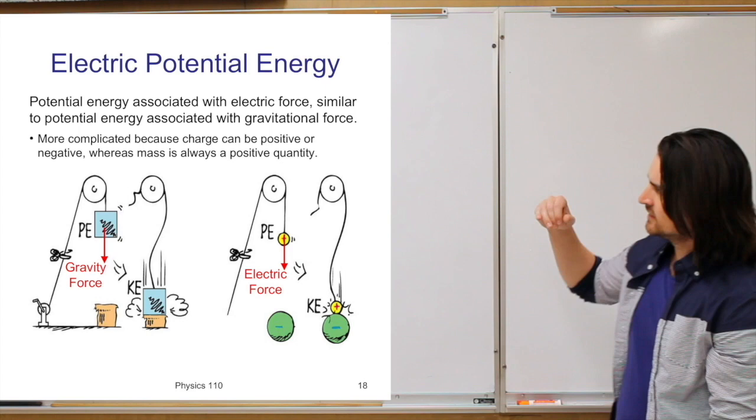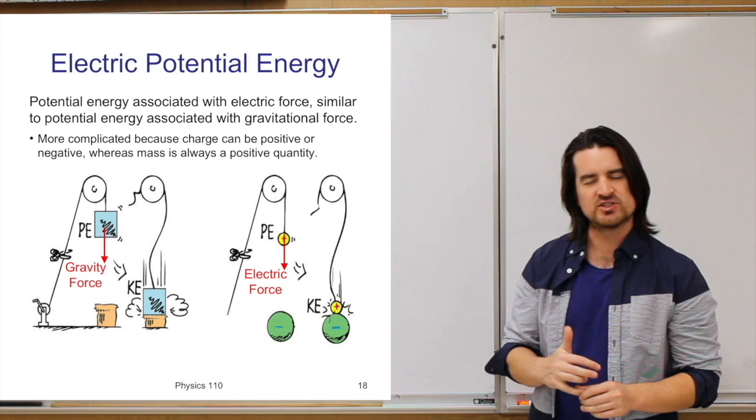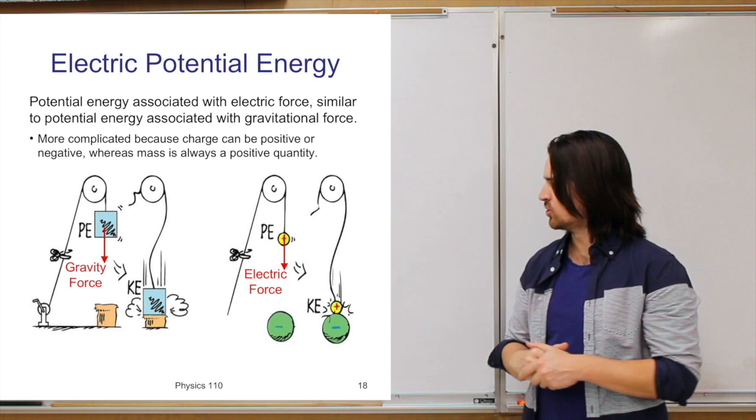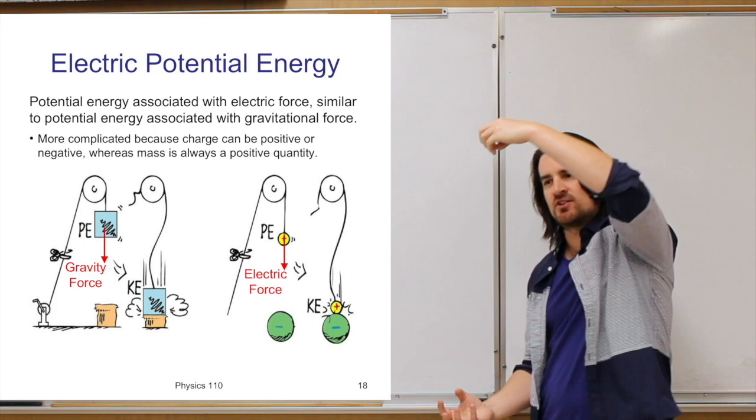And again, we emphasize this over and over, this whole situation of electrical potential energy is more complicated than gravitational potential energy because we have negative and positive charges, not just positive mass. So this is kind of the simplest setup. We have a positive and a negative charge. If I have a negative and a negative charge, it turns out it's greater potential energy when I push them together. You think about that for a little bit.